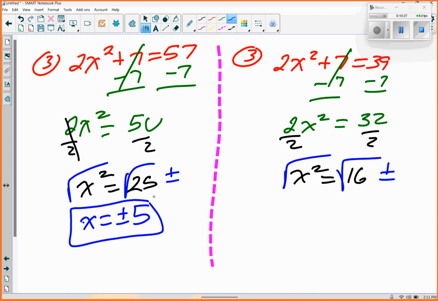And why did that work out so nice? Because I had a perfect square. What about this one? X equals plus or minus what? And again, those had 2 perfect squares. Agree? That's why they worked out. Seem okay so far? All right.